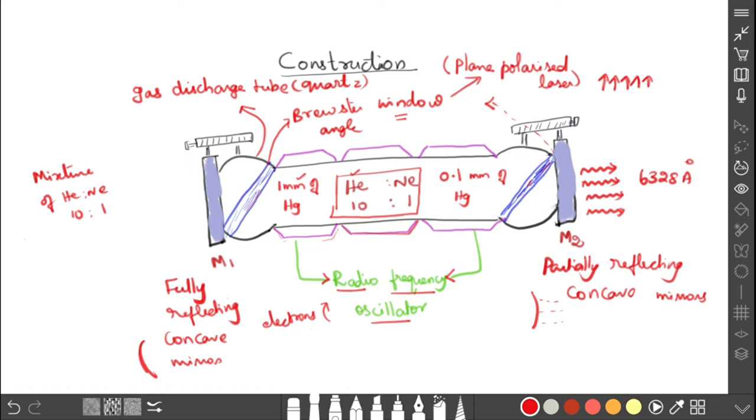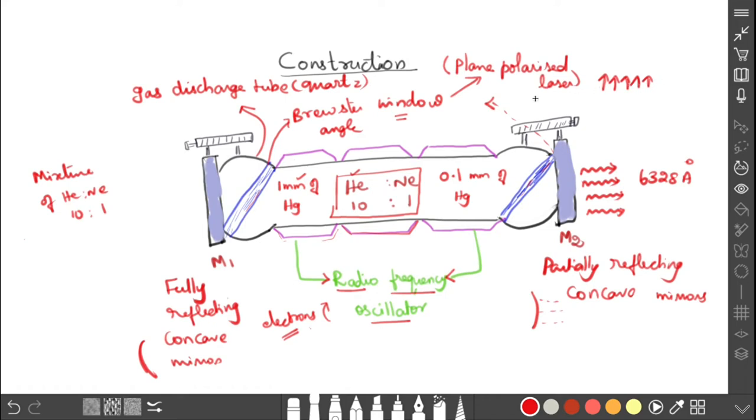So these highly accelerated electrons give energy to the helium and neon atoms to excite them to the excited state. So the excitation can be done by electrons here, that we have to remember. And then the end of this discharge tube is tilted to the Brewster angle, and the setup is called a Brewster window setup so that it produces plane polarized light. That means the light is oriented in one direction.